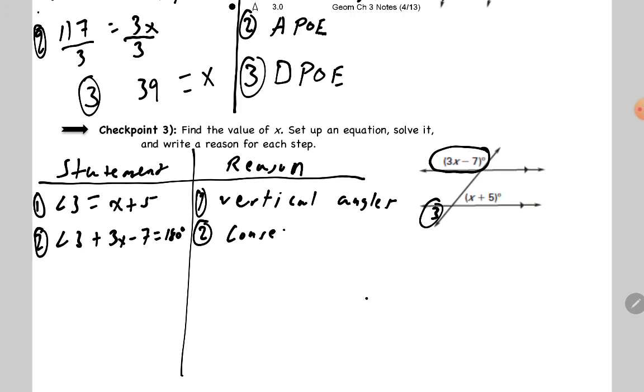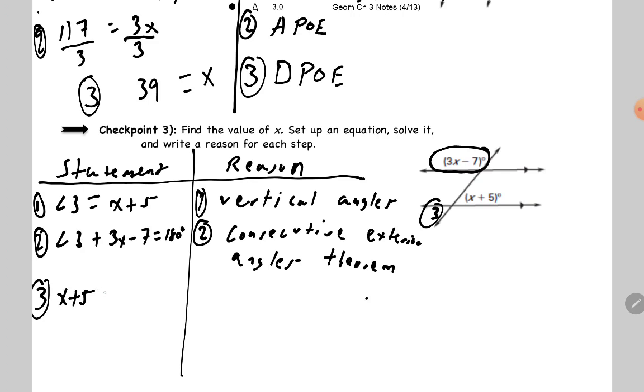That's because of the consecutive exterior angles theorem. Okay. Now I'm going to change angle 3 into x plus 5. So x plus 5 plus 3x minus 7 equals 180. That's through substitution.